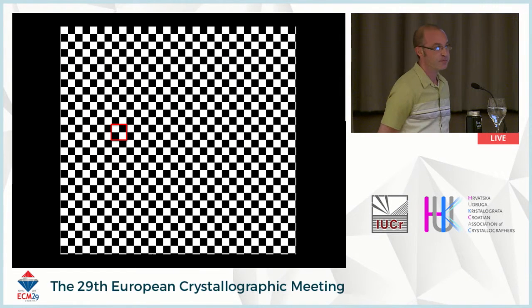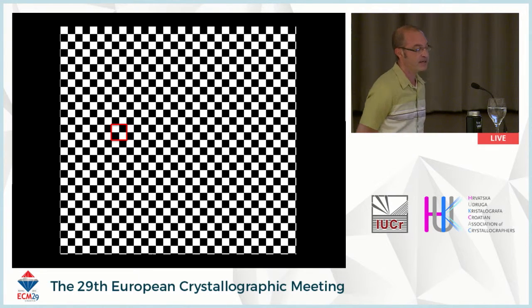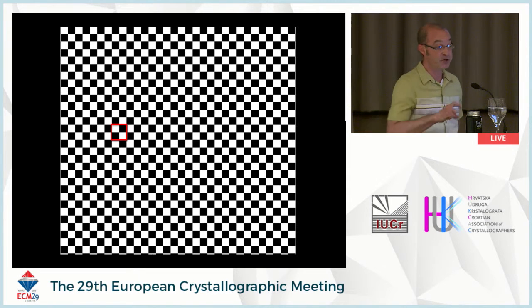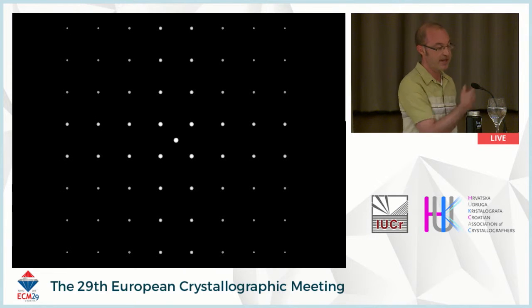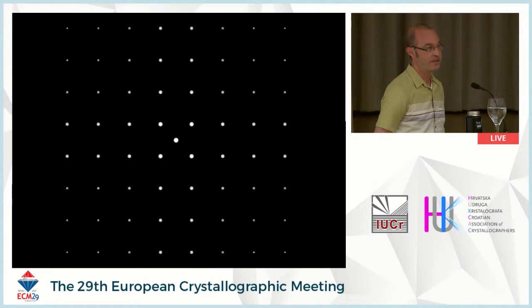So I want to just start by reviewing what diffuse scattering is. Here's an image that was created synthetically. It's a regular pattern, and each unit cell, if you like, within this image has the same pattern, and so we get a pattern of perfect Bragg peaks.